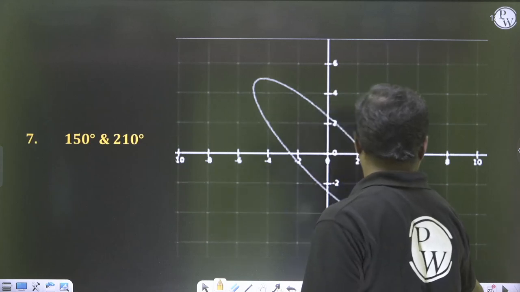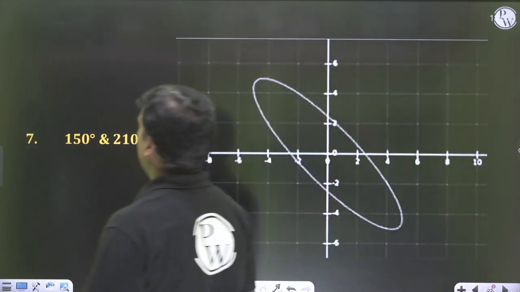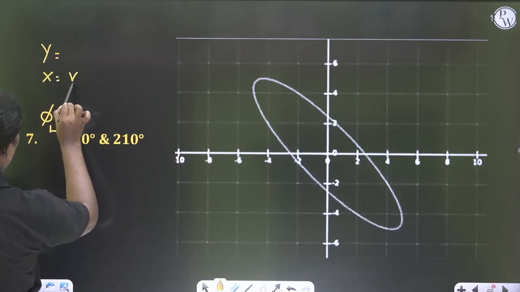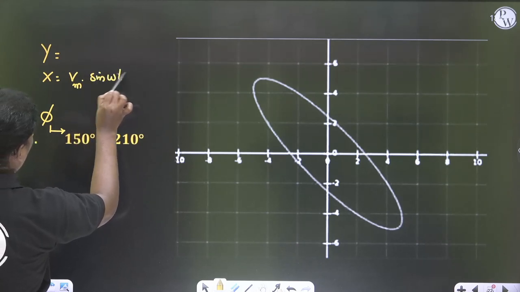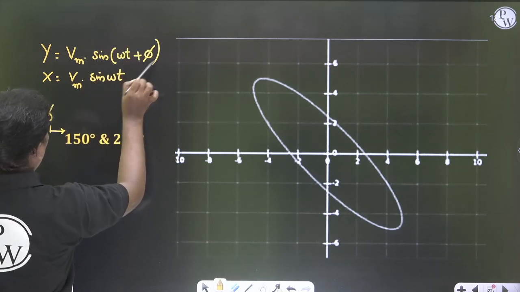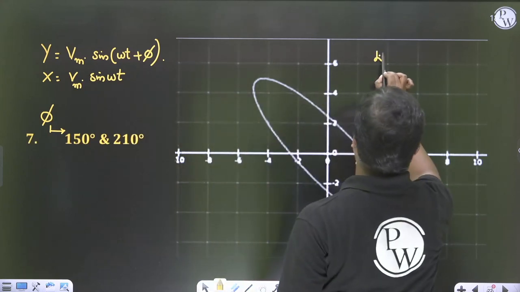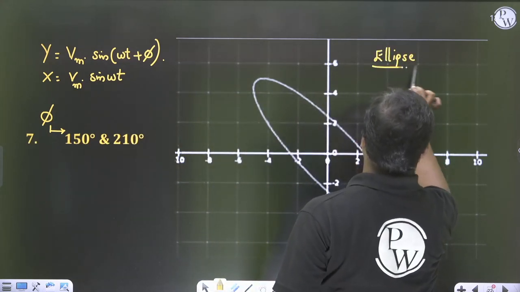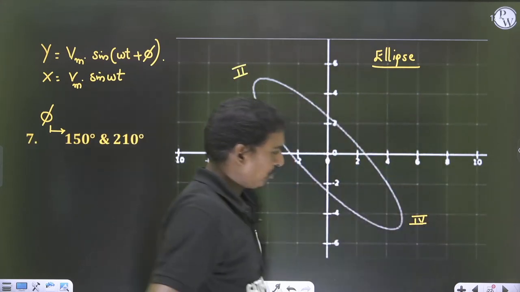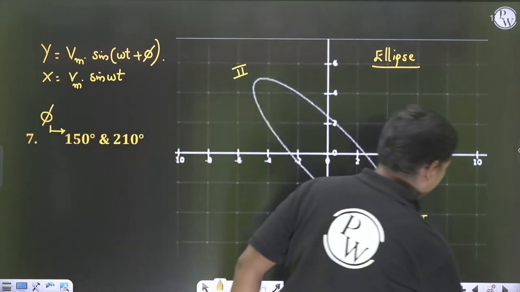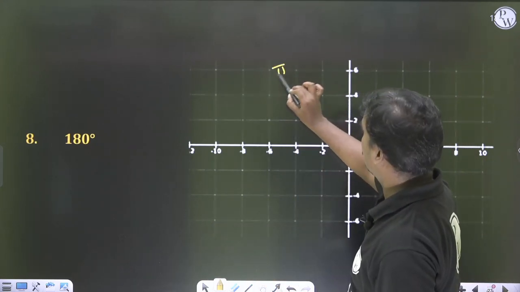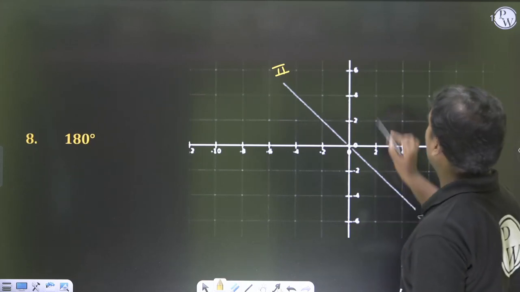Next, when the phase shift is again going towards 150, we are going to get an ellipse. This ellipse is in the second quadrant and in the fourth quadrant. Next, have you observed? Again, we are getting a straight line, but this straight line is in the second quadrant and the fourth quadrant.